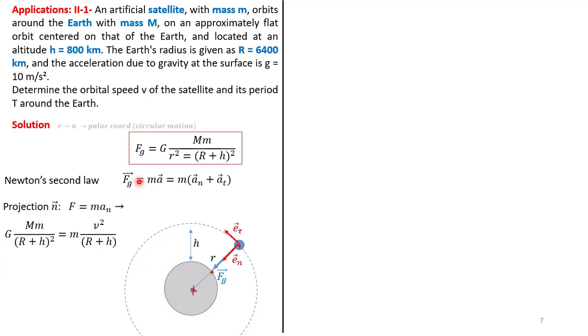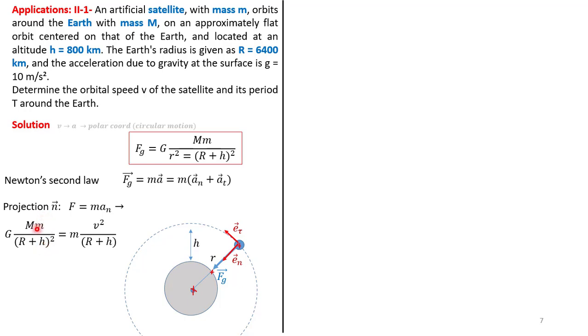So the projection of Fg on the normal will give G capital M small m over the distance squared equal to an. The projection of a on the normal direction will give us an, and an is equal to v squared over the distance separating the two masses, which is r plus h. From this equation, we can deduce the expression of v as a function of capital G, the universal constant, as a function also of capital M and the radius of Earth as well as the altitude.